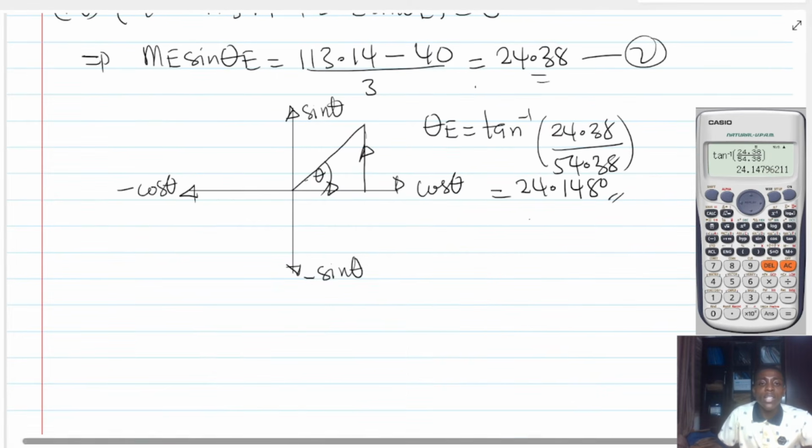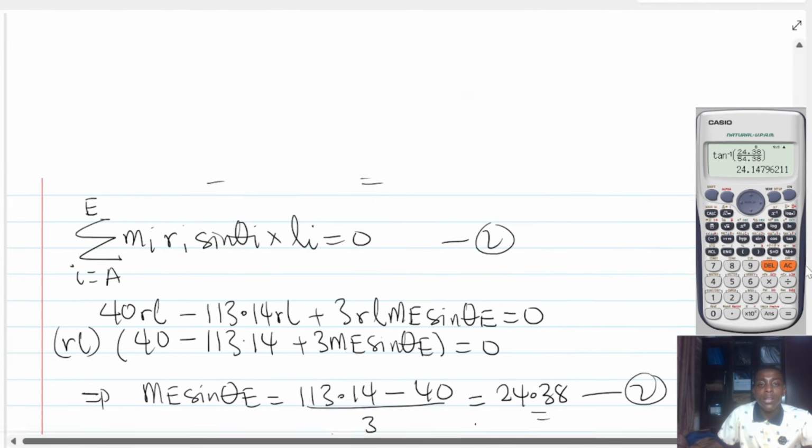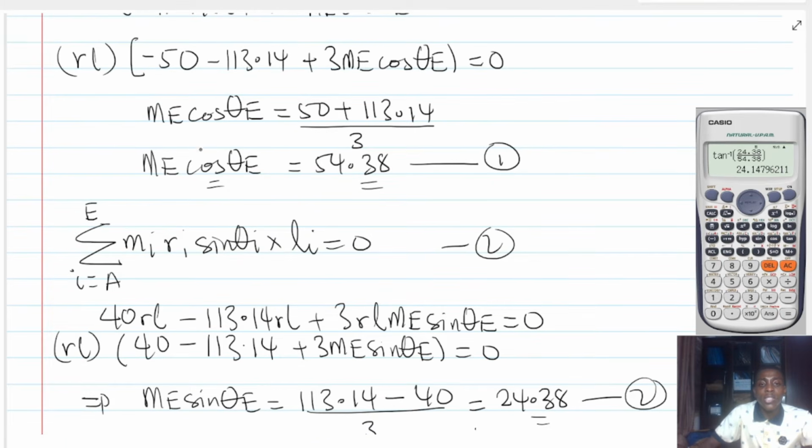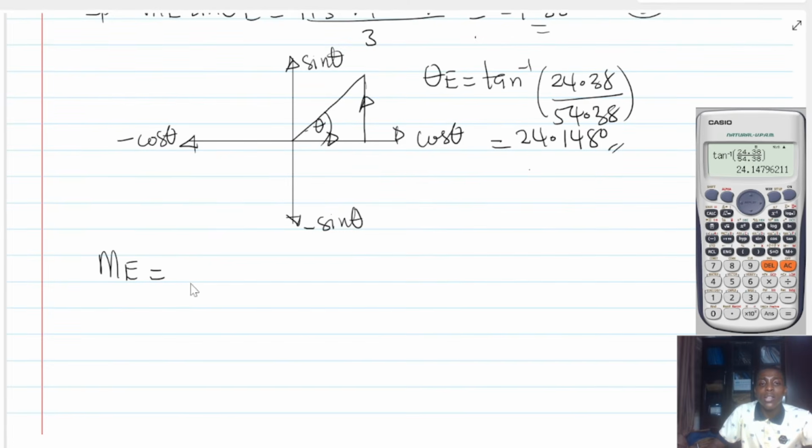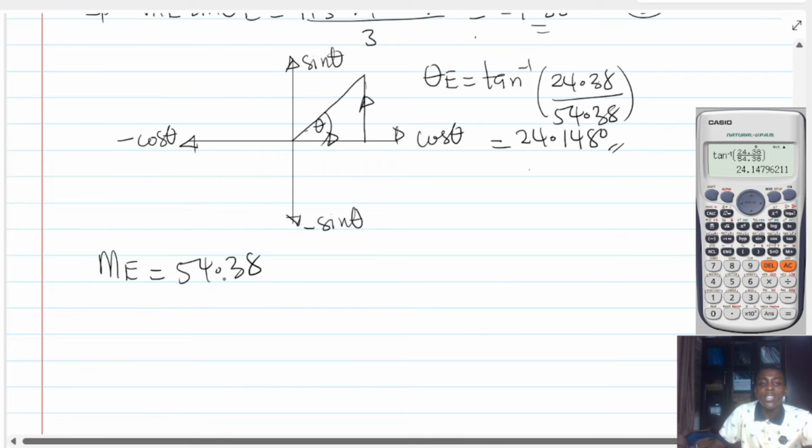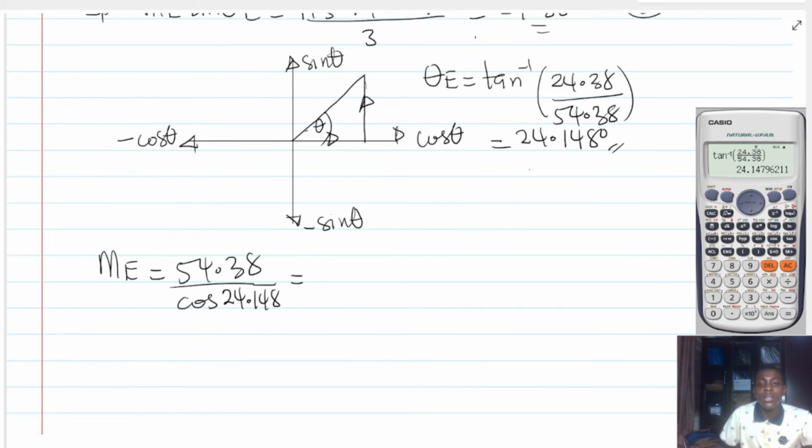And then if I want ME, I can use either the cosine or the sine. Let me use the cosine. So ME is going to be 54.38 divided by cos theta E. So 54.38 divided by cosine 24.148. All right. And what is that? So I'm going to do 54.38 divided by cosine 24.148.